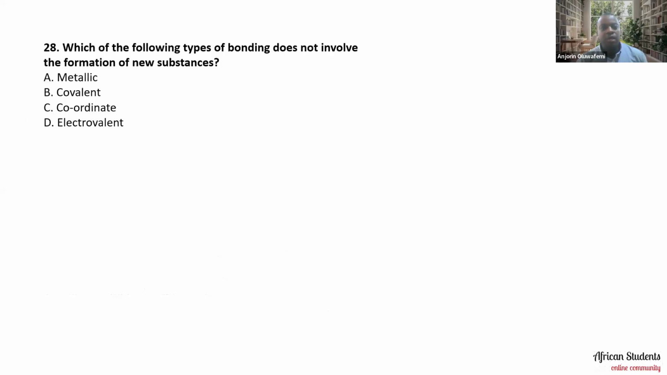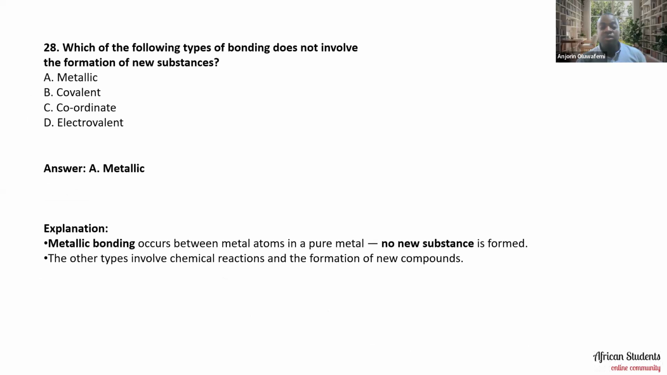Okay, moving along now. Which of the following types of bonding does not involve the formation of new substances? Metallic bond, covalent, coordinate, or electrovalent? The answer to this is metallic. Now, the reason is because metallic bonding occurs between metal atoms in a pure metal. No new substance is formed. The other types involve chemical reaction and the formation of new compounds, okay?